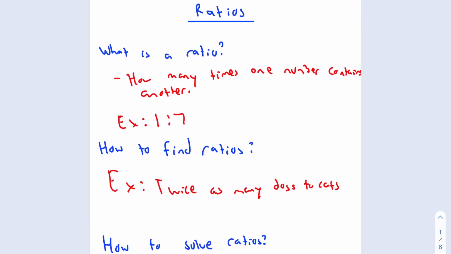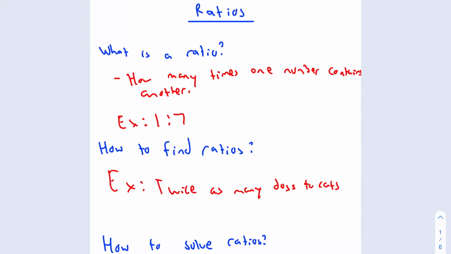So the three questions that we will be answering today are: what is a ratio? How do we find ratios? And how do we solve ratios? So first, what is a ratio? A ratio is how many times one number contains another. So an example is 1 to 7. So let's say that there are 7 times fewer trucks than there are cars.